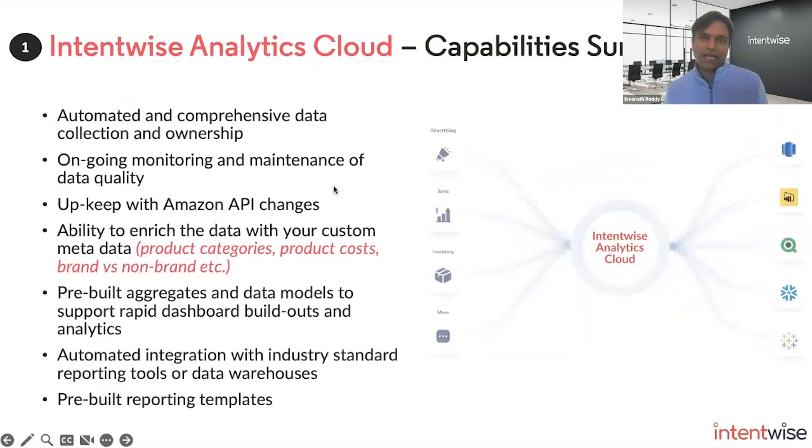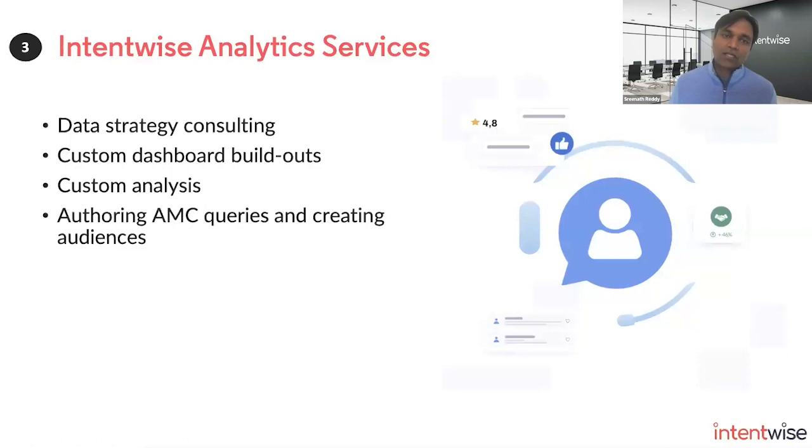So in a nutshell, from an analytics cloud perspective, again, comprehensive data collection and ownership that can be up and running really, really quickly, and you don't have to inherit all of the maintenance costs associated with it or the upkeep with APIs. I say Amazon, but we also now support Walmart, Instacart, Criteo. Again, enrichment of data, pre-built data models, visualization templates that can get you up and running. And of course, the services layer on top, where if you want us to build stuff, we can do that for you, but things go just a whole lot faster because all the underlying plumbing is already in place and nothing has to be built from scratch.